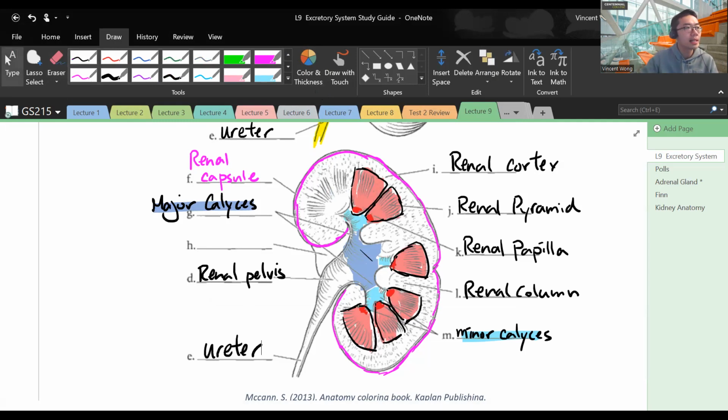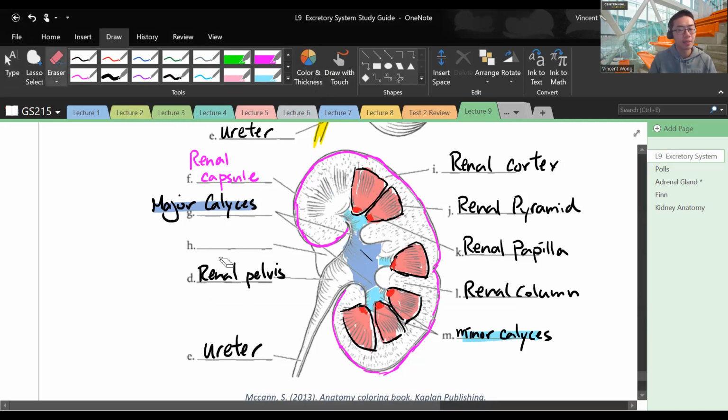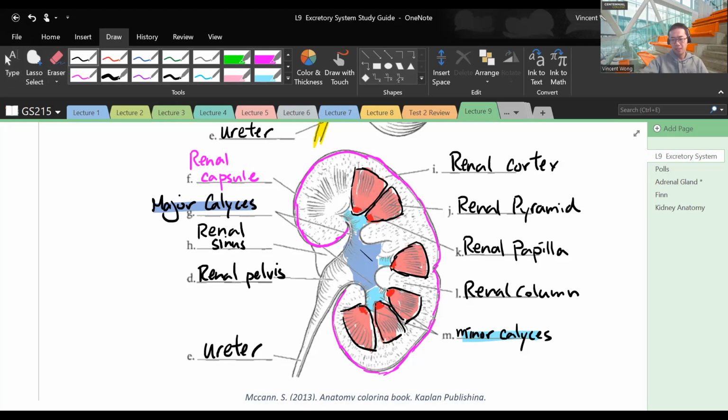And we are missing H. Anybody know what H is? Oh, I guess nobody knows what H is because I didn't tell you what that was, right? Okay, this is the renal sinus. It's just like an empty space. Okay, renal sinus. It just gives some wiggle room for the ureter, right? So it's like a little bit of space for it to move around if it needs to, a little bit of wiggle room, flexibility.